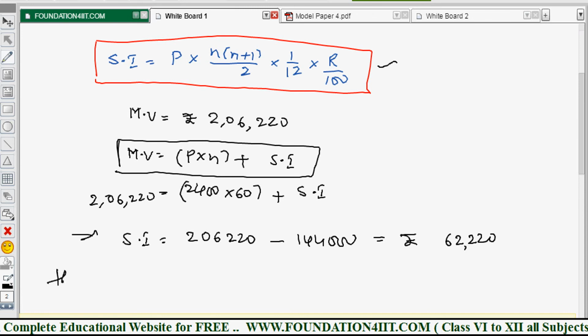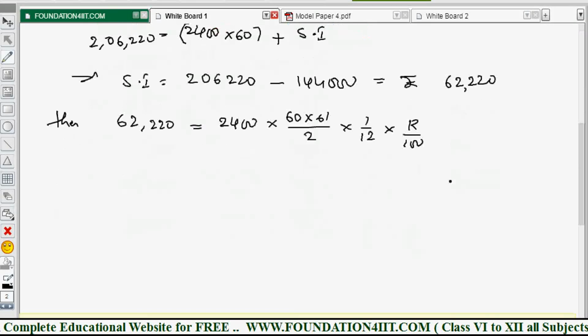Then we will take this. So 62,220 is equal to P into N into N plus 1 by 2. Now the P value is 2,400, then into N into N plus 1. So 60 into 61 by 2 into 1 by 12 into R by 100. So from this you can find out the R value simply. Just take all the terms to one side, then you can simplify. Cancel what is possible.